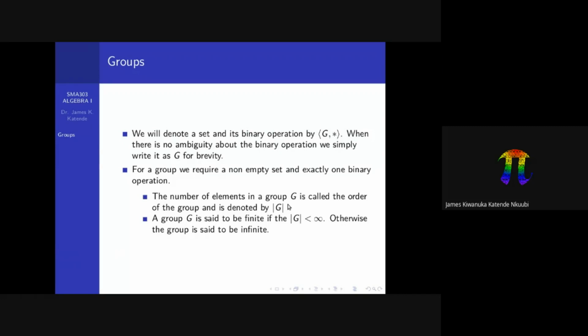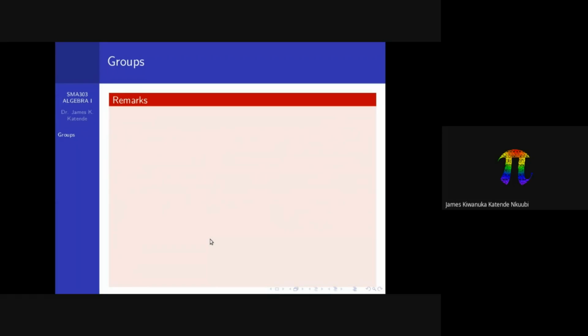Also, the number of elements in a group is called the order of a group, and we shall denote it by this symbol where you put the two straight lines on the side of G. So a group is said to be finite if it has a finite number of elements. So the number of elements in G is finite. Otherwise, we say that a group is infinite.